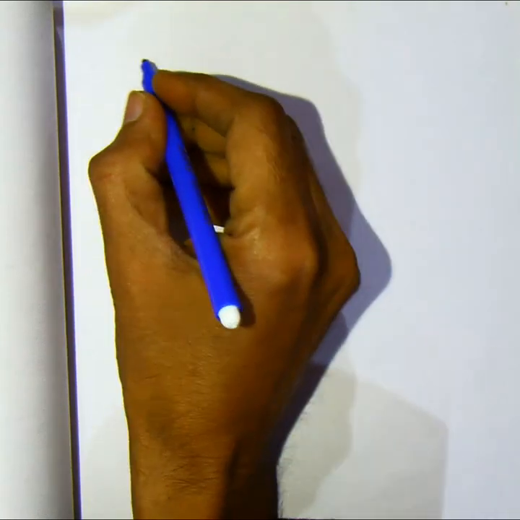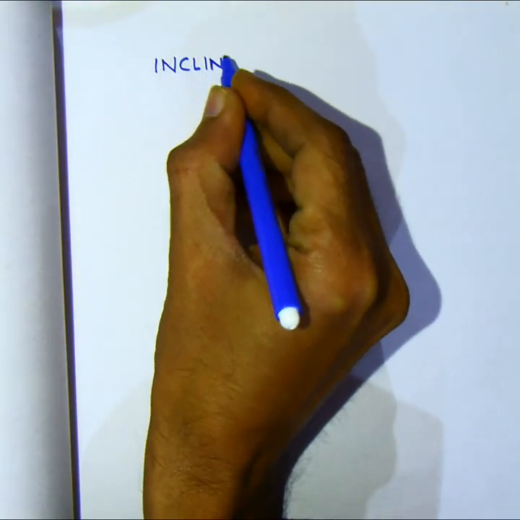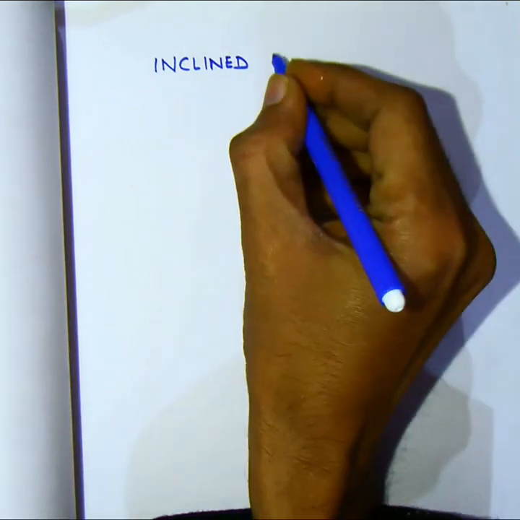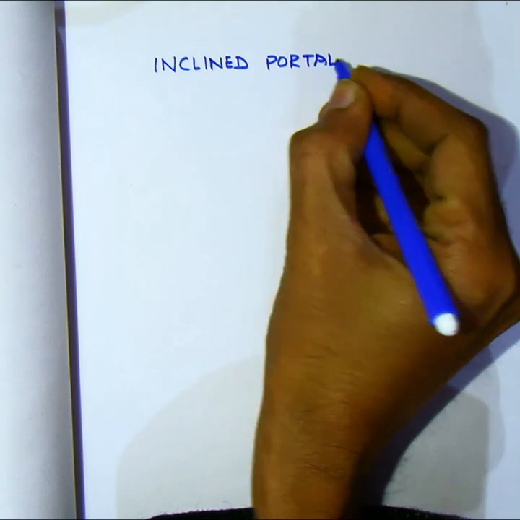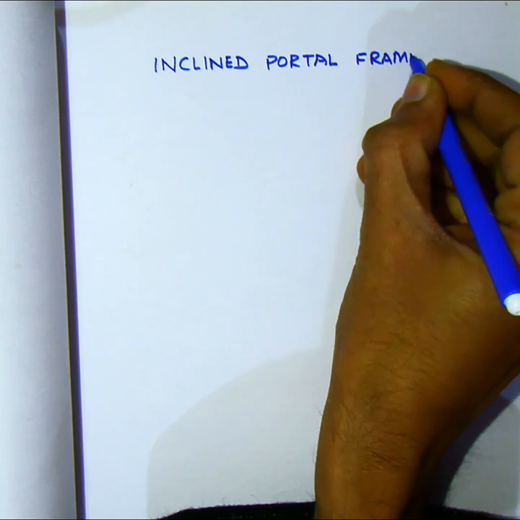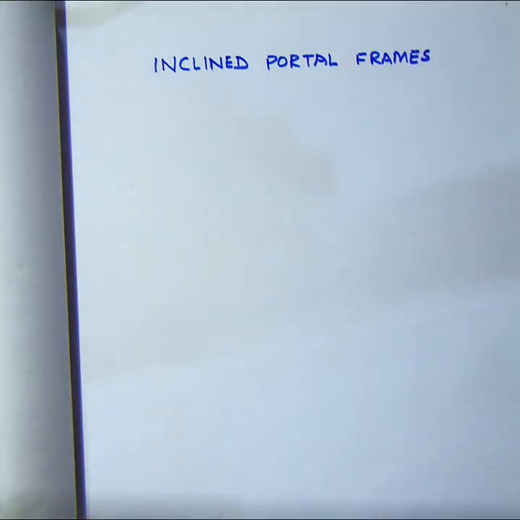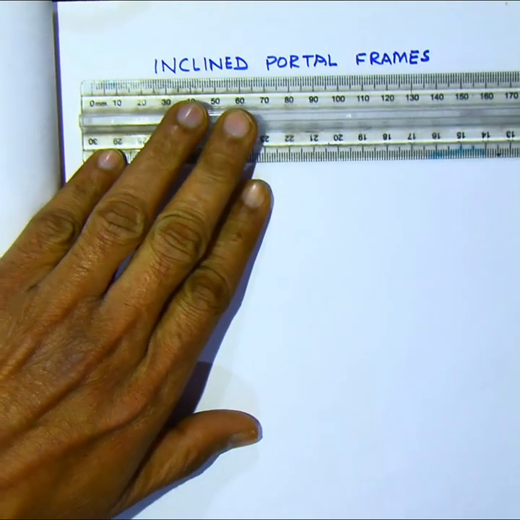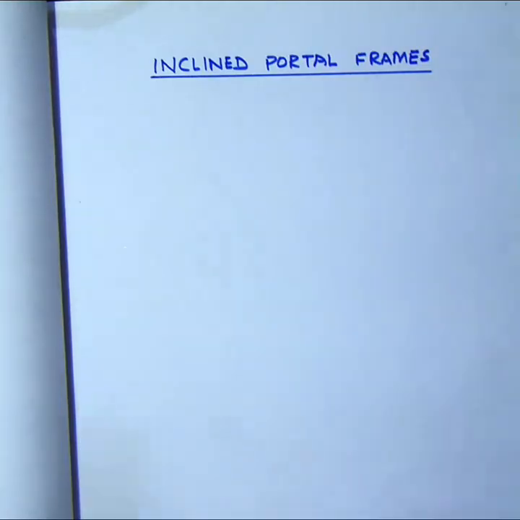So today we are going to start inclined portal frames. Now I hope that you have very well understood the previous lectures related to the plastic analysis, especially the ones related to 2D frames. Now the inclined portal frames, they have some difference. And what is the difference?